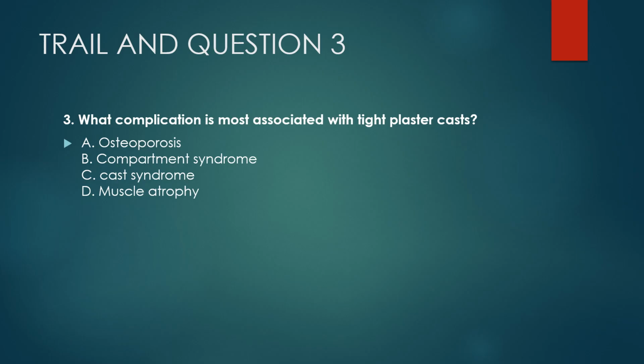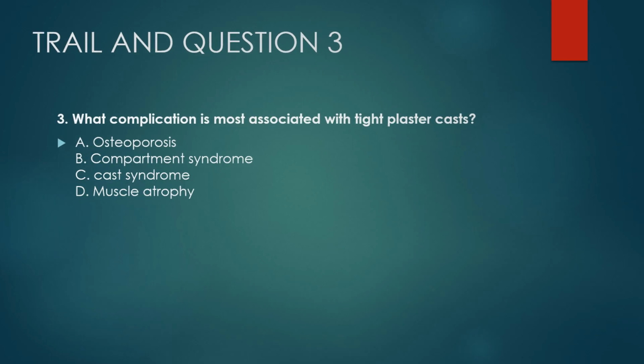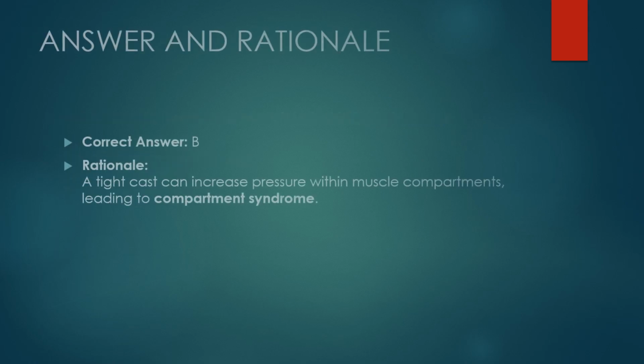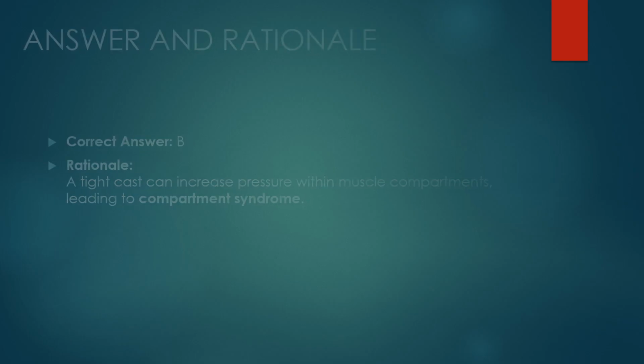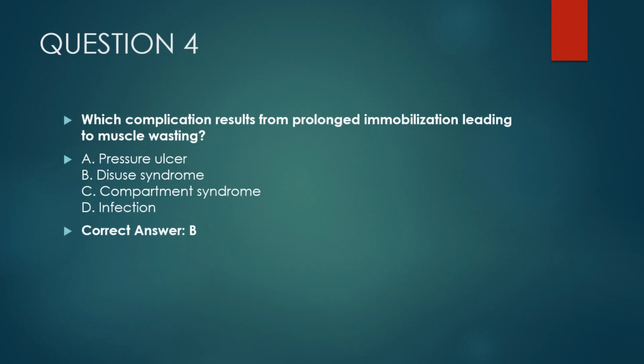And then the next question, and the last, question 4. Which complication results from prolonged immobilization leading to muscle wasting? Pressure ulcers? No. Disuse syndrome? Yes, which is the same as muscle atrophy.